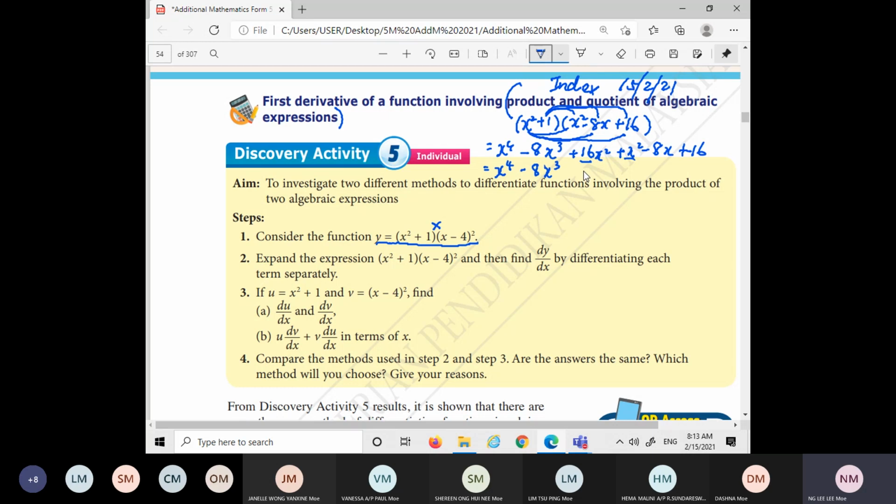So we have this and this, you can combine: 16 plus 1, so 17. Then this one, nothing to combine, just copy. Now the expression becomes this way. This is y. Next you do dy/dx. Differentiate it term by term. First of all, x to power 4. This one I can call one by one to help me.